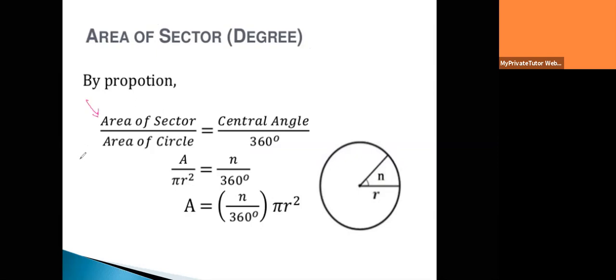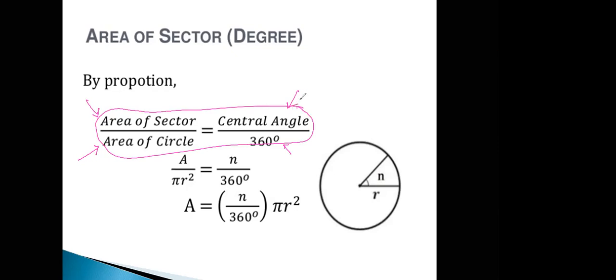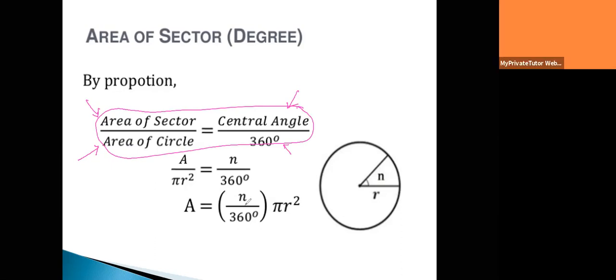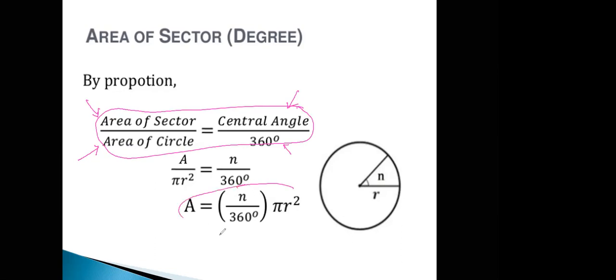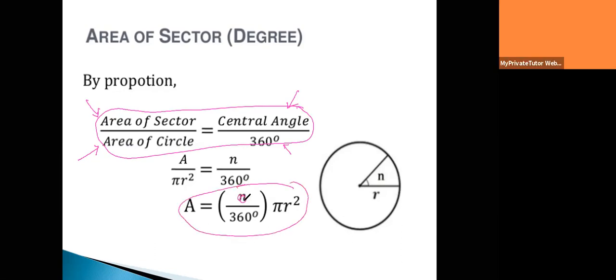Area of a sector divided by the area of a circle equals the central angle divided by 360. This is not a formula, I'm saying again. By using this proportion, you can find the area of a circle, the area of a sector, or the central angle. That's why, in a simple way, I have given it as a proportion instead of a formula. The formula is the one below: theta divided by 360 times pi r square. This is the area of a sector.